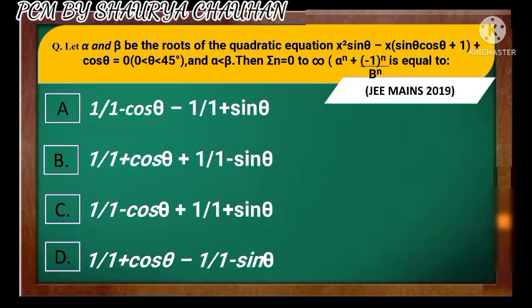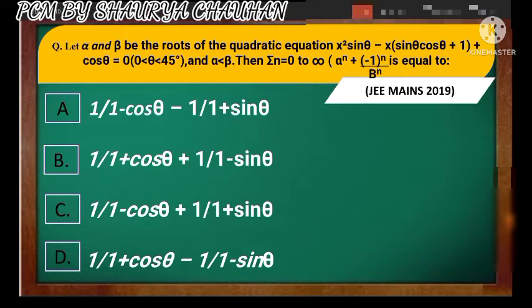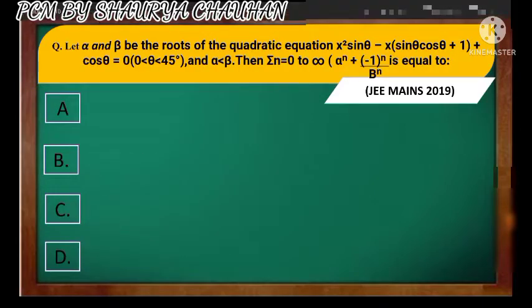Your time ends now, so let's solve this question. Firstly, to solve this question, we have to find alpha and beta. Without finding alpha and beta, we can't solve this question. So let's find alpha and beta. I am hiding the options. So firstly, we can find the roots of this quadratic equation, means alpha and beta, by splitting the middle term.